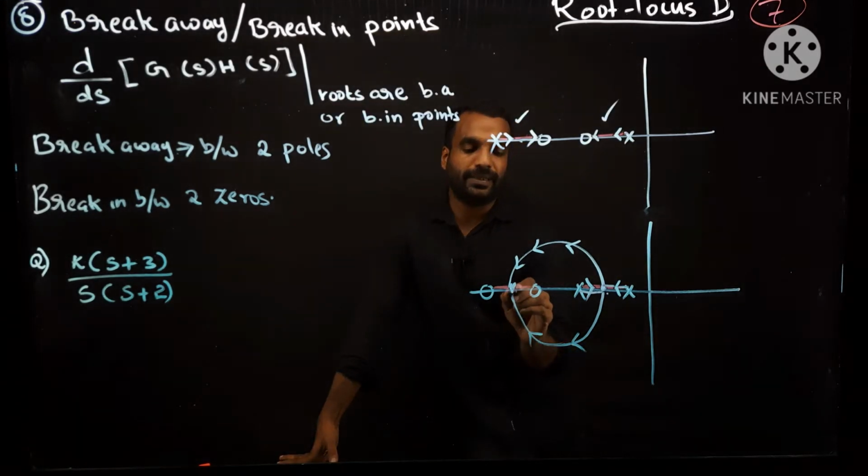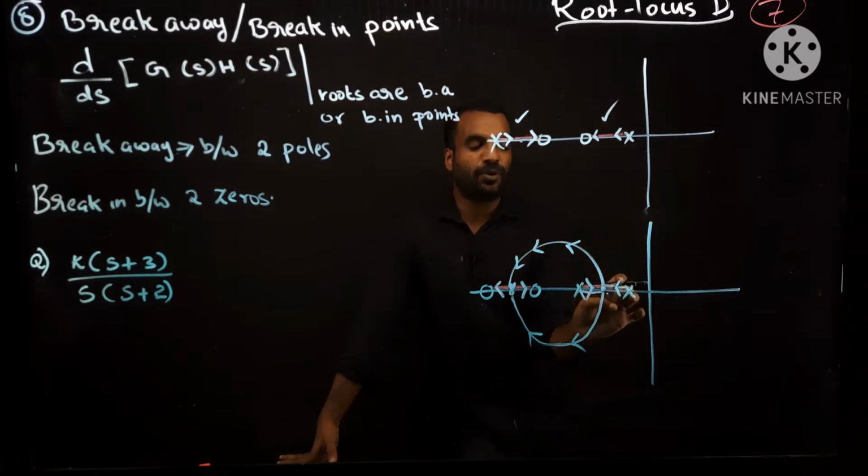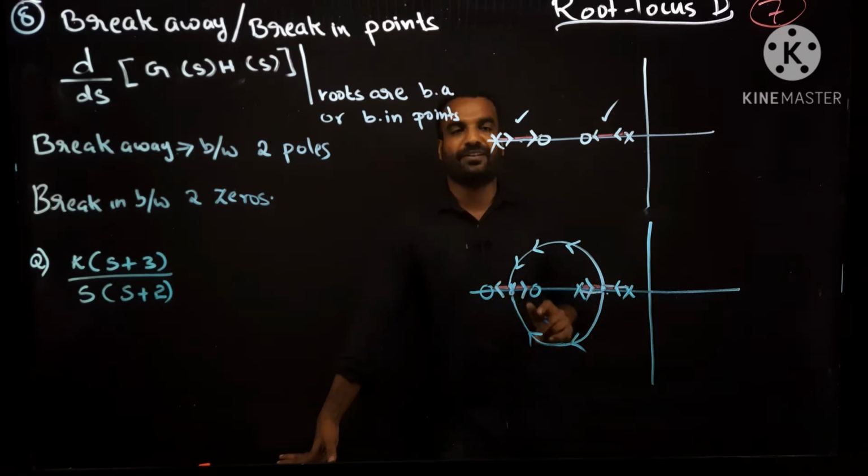Now both are meeting at this point. One will go towards this side to find its pole, another will go towards this side to find its own zero. Now the system is stable. This pole meets a zero here, and this pole meets a zero here.